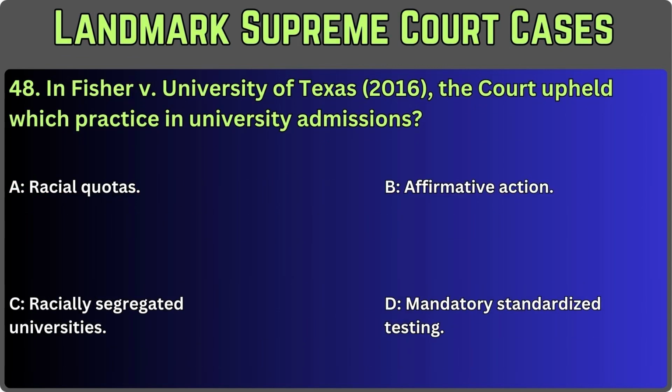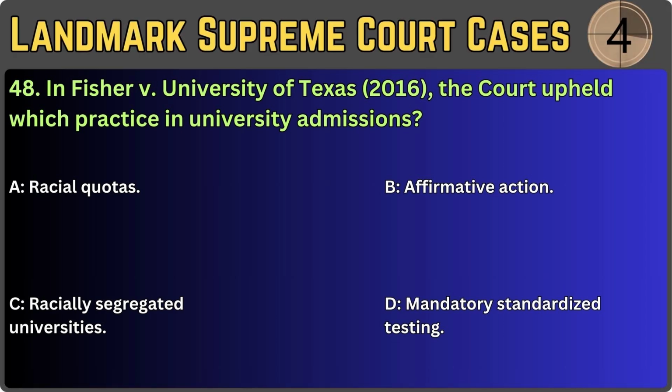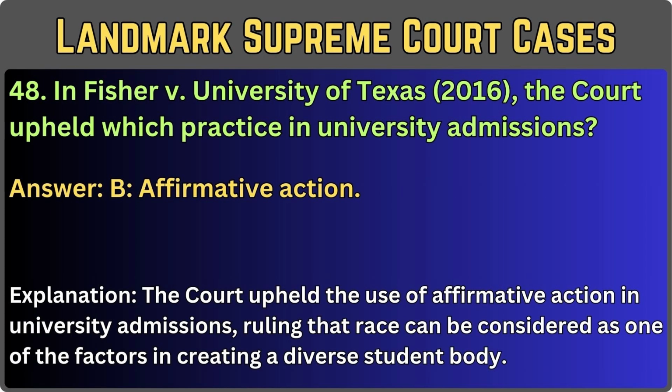University of Texas, 2016, the court upheld which practice in university admissions? A. Racial quotas. B. Affirmative action. C. Racially segregated universities. D. Mandatory standardized testing. Answer: B. Affirmative action. Explanation: the court upheld the use of affirmative action in university admissions, ruling that race can be considered as one of the factors in creating a diverse student body.